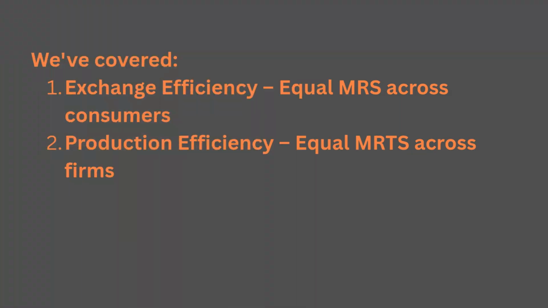We've covered exchange efficiency, equal MRS across consumers, and production efficiency, equal MRTS across firms. In the final part of this series, we'll connect production and consumption. Allocative efficiency is where the mix of goods produced matches what consumers actually want.